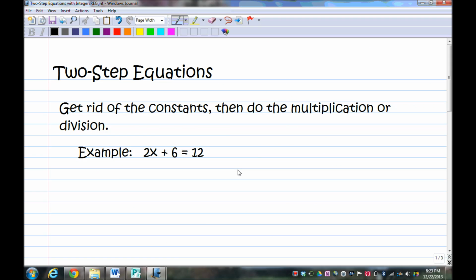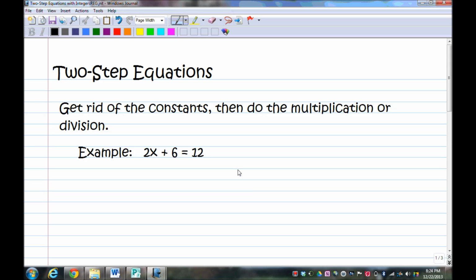Alright, two-step equations. Now it's getting to be a little fun. When you have two-step equations like the one here in my example, what you want to do is get rid of the constants first. Then you want to do the multiplication or division. So, for example, I have 2x plus 6 is equal to 12.